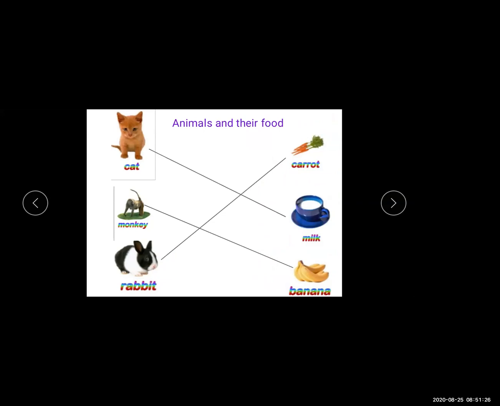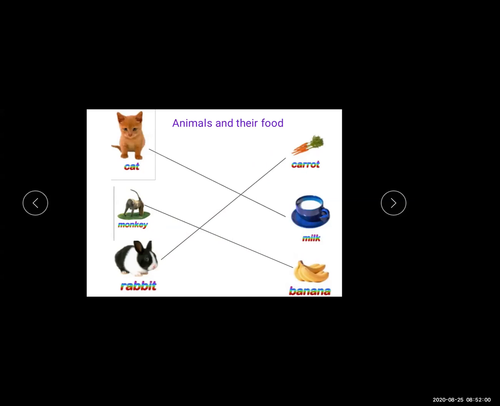So now cat wants to drink milk. So she will come like this and she will drink the milk. Monkey will come like this, and will eat banana. And rabbit will go in this direction, and rabbit will eat carrot. Okay, so these are the examples of slanting lines. Okay, just now we have seen horizontal line, vertical line, and slanting line.